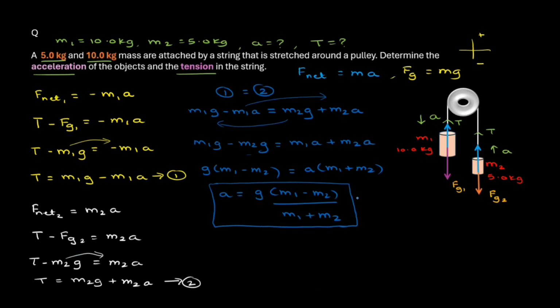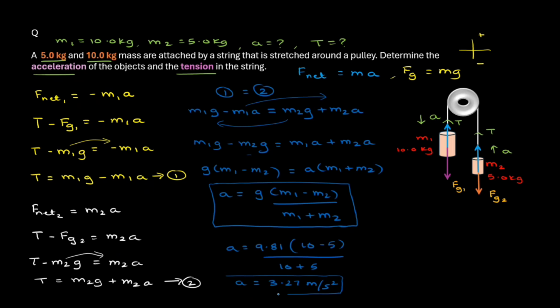So now let's substitute. a will be equal to g is 9.81, m1 is 10 kilogram, m2 is 5, over m1 plus m2, which is 10 plus 5. And when you solve this, you get the acceleration a to be equal to 3.27 meter per second squared.